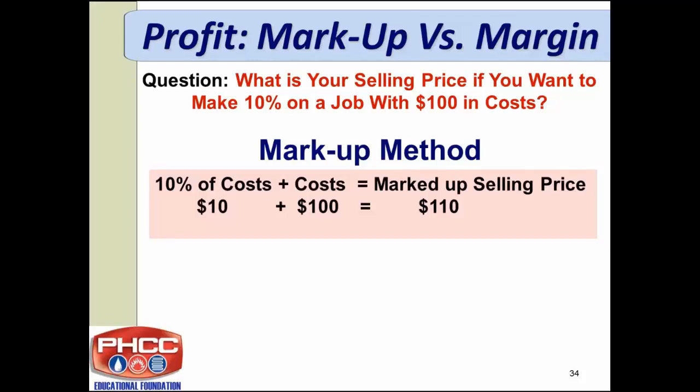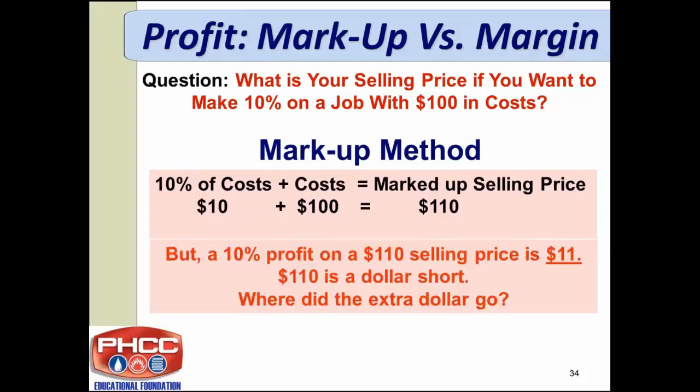But did we make 10%? And the answer actually is no, we didn't. Because if you do the math and figure a 10% profit on a $110 selling price should be $11. So 110 is $1 short. We're missing a buck. Where did it go?